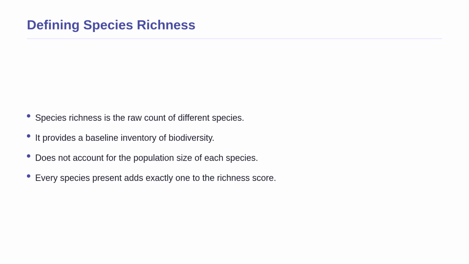Now that we understand what a community is, let us look at its first major characteristic: species richness. This is perhaps the most straightforward metric ecologists use. Species richness is simply the raw count of different species present in a specific area. If you walk through a forest and count 10 different types of trees, your species richness for trees is 10. It doesn't matter if there are 1,000 oak trees and only one pine tree. As long as the species is present, it adds exactly 1 to the richness score. It gives us a baseline inventory of biodiversity.